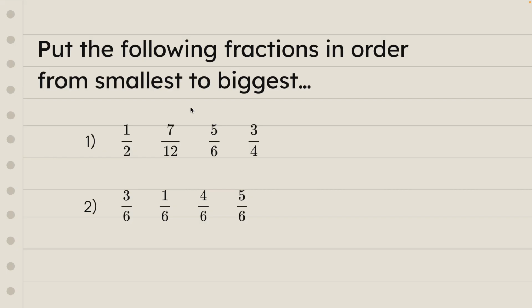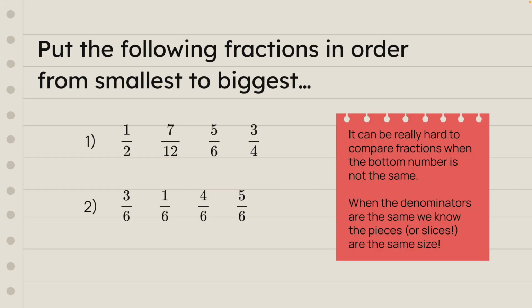So it's very hard to determine right off the bat which one's bigger and which one's smaller because their slices are all different sizes. As we go forward working with fractions, keep in mind that it can be really hard to compare fractions when their bottom number, the denominator, is not the same. When the denominators are the same, we know that the pieces or slices are the same size. So it becomes easier to compare them, add them, subtract them, and so on.